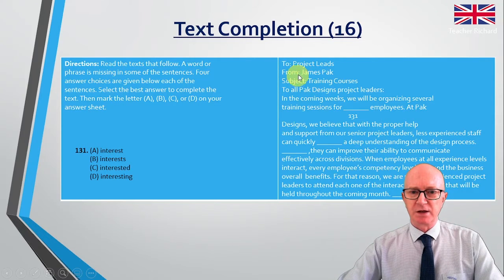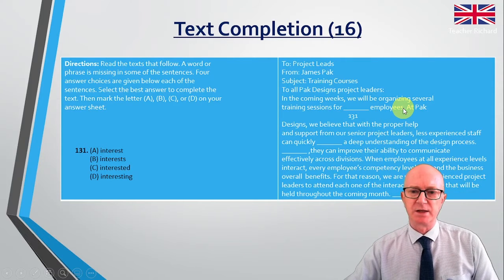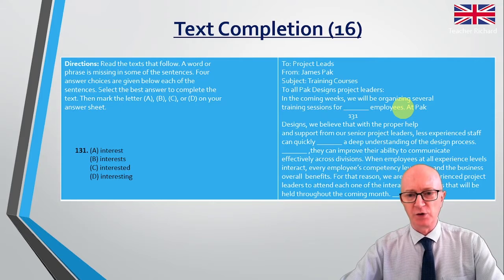Okay, text completion. So two project leads from James Pack. Looks like an email. Subject: training courses. To all Pack Designs project leaders. In the coming weeks, we will be organising several training sessions for 131 employees at Pack Designs. So here, we will be organising several training sessions for something employees. So an employee is a person that works for an organisation.